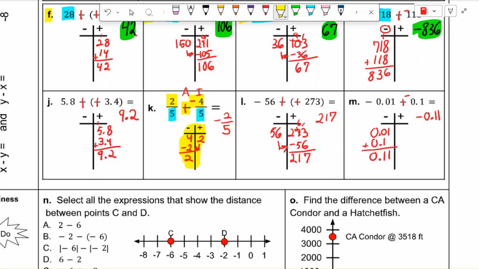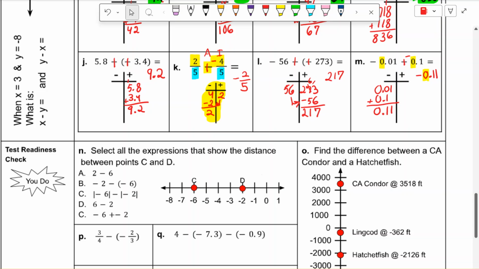So the rest of them, maybe we'll talk about M down here. We have some zeros in the ones place. And so your answer also has a 0 in the ones place when we're dealing with decimals. You got to have a number there. All right, so that is that.